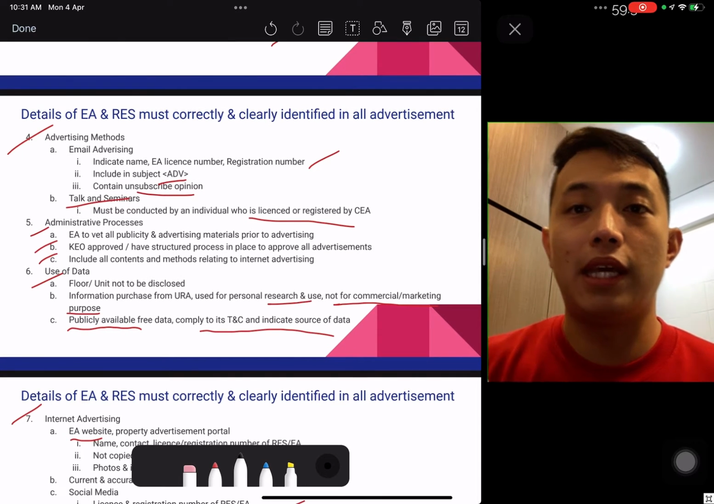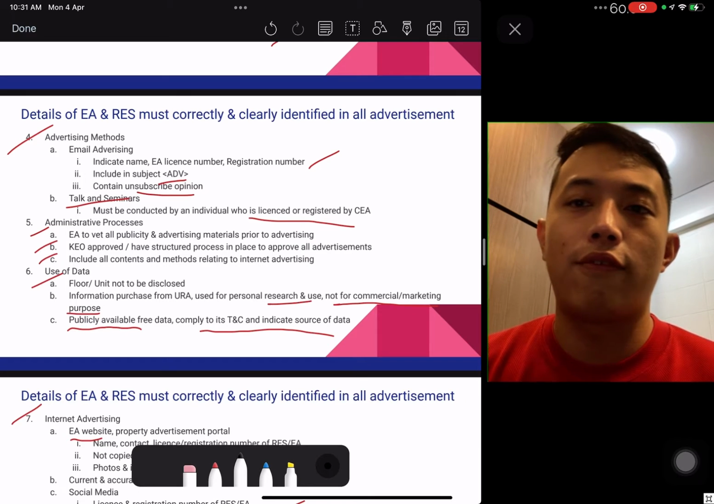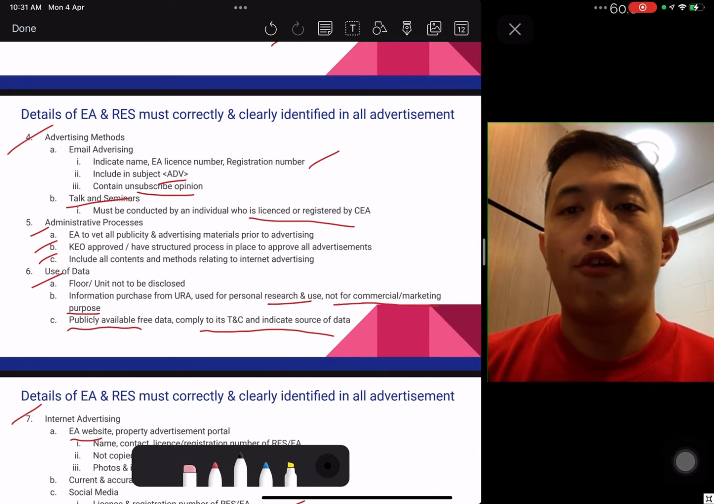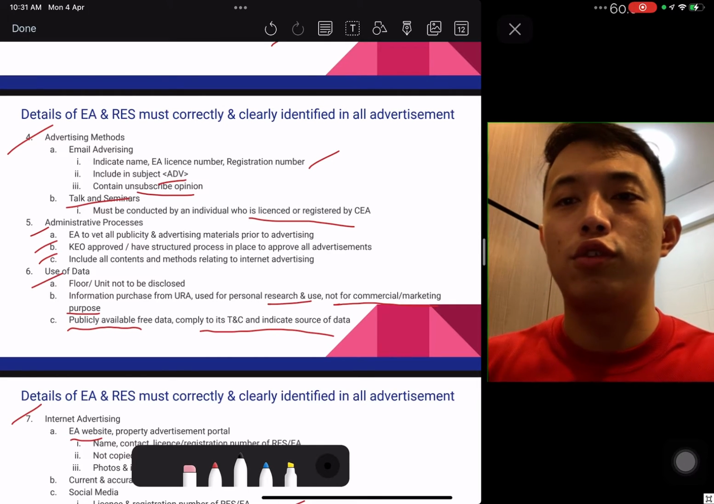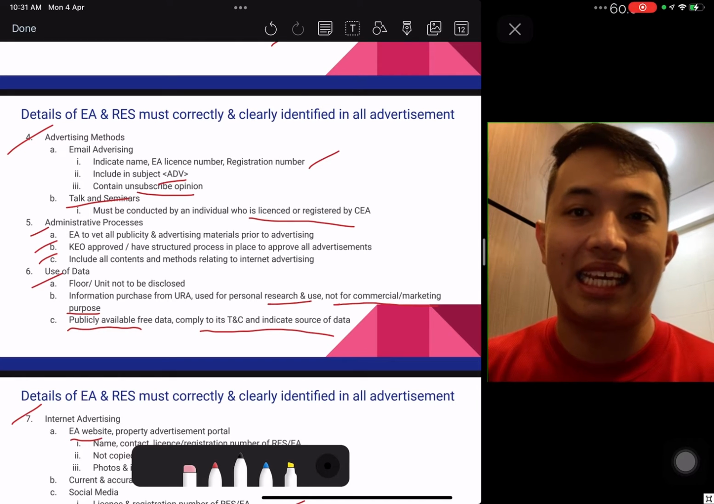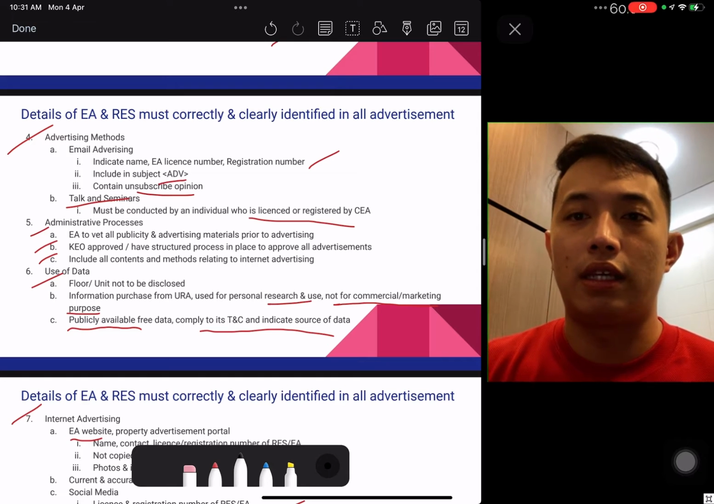You comply with PDPA also. So for email, please take note: you must indicate the advertisement logo and the unsubscription options. For any talk and seminar, the individual conducting the talk and seminar must be licensed and registered under CEA, okay? So for the administrative process, the EA must vet all the things.